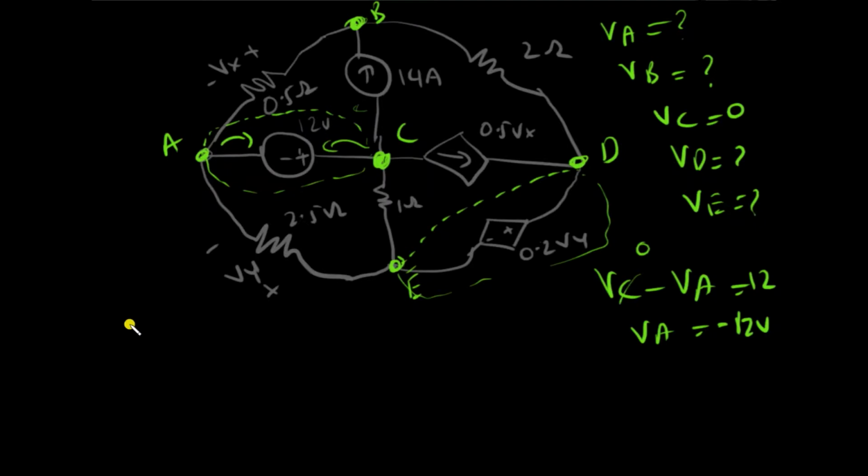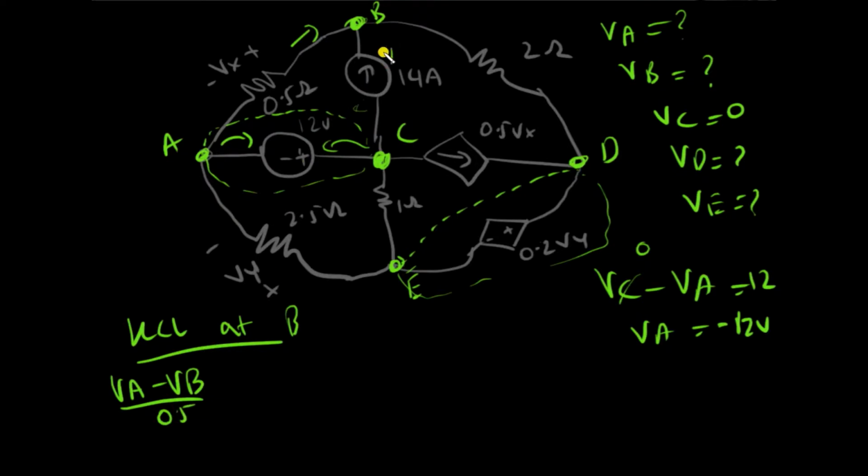So we're left with B and the supernode E and D. So I'll just write the KCL at B first. There is this one current coming from VA, so I'll write VA minus VB divided by 0.5. There is this 14 amps current coming in here, and there is this last current coming from node D, so that is VD minus VB divided by 2. So this is the KCL at node B.